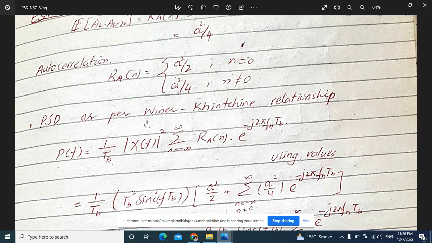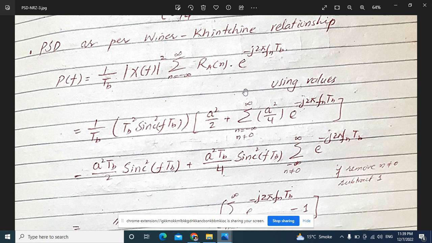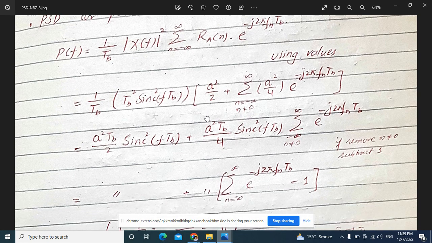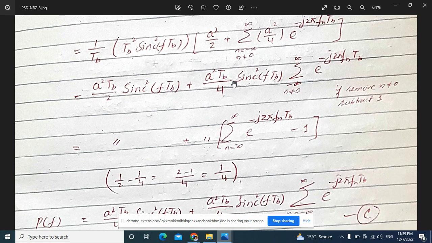The third step is the power spectral density. We use the Wiener-Khinchin relationship to calculate the power spectral density P of f, which is equal to 1 over Tb, the amplitude X of f square, multiplied by the summation from n equals minus infinity to infinity of the autocorrelation multiplied by e raised to minus j 2 pi f n Tb. You can just insert the values that you calculated on the previous page, the value of the amplitude and the value of the autocorrelation, and simplify. You will end up with this answer.